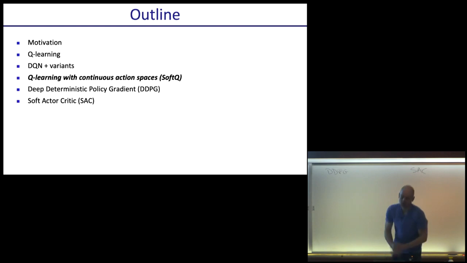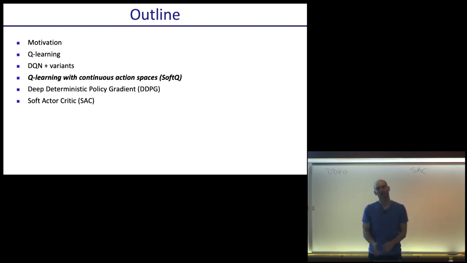Now, if we want to use continuous action spaces, what I just described is actually not going to work anymore, because you cannot output a Q value for every possible continuous action value. So what can we do? Let's work through the overall algorithm on the board.